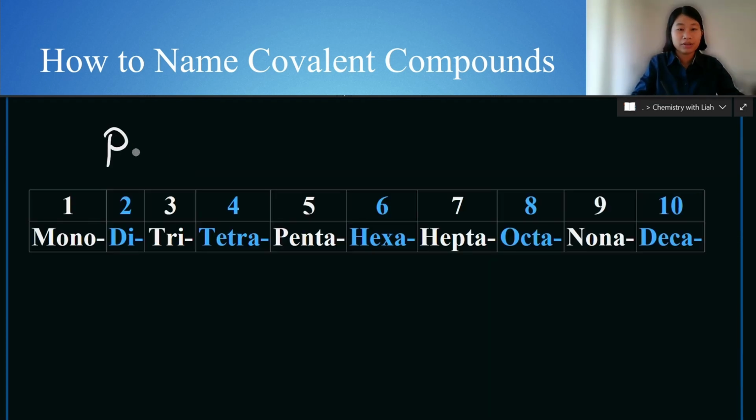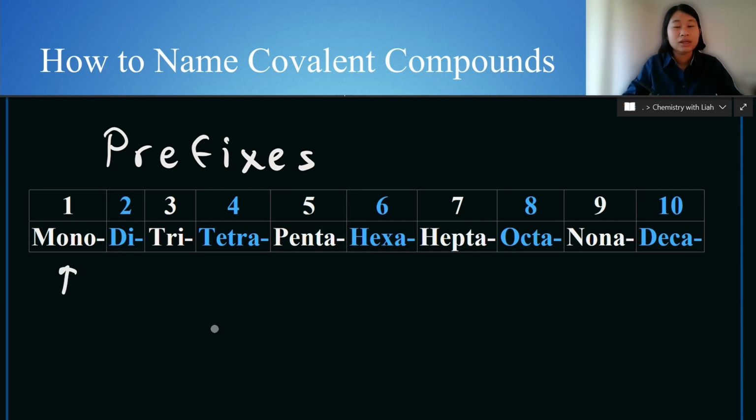Here are the prefixes, and these are used when we name covalent compounds. These are going to be the first part of the name, so we're going to put these before the element's name, and each prefix corresponds to a certain number. For example, mono is for 1, di is for 2, tri is for 3, tetra is for 4, penta is for 5, hexa is for 6, hepta is for 7, octa is for 8, nona is for 9, and deca is for 10. So keep these in mind as we go through this video.